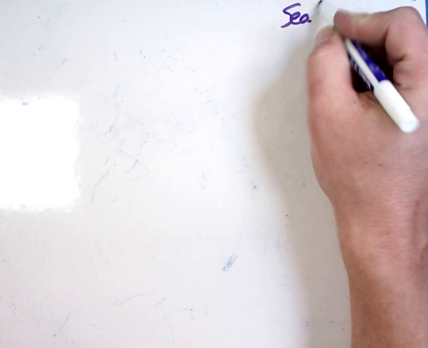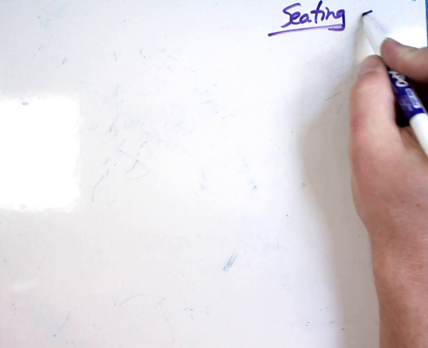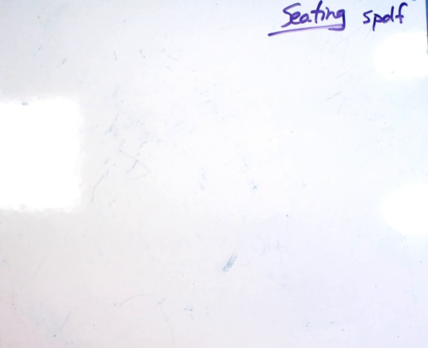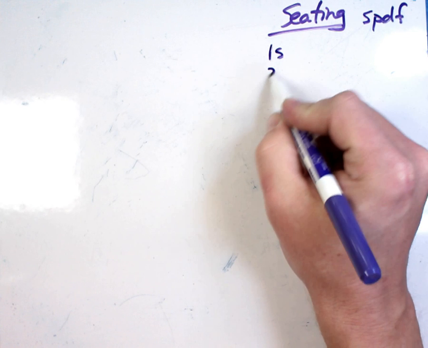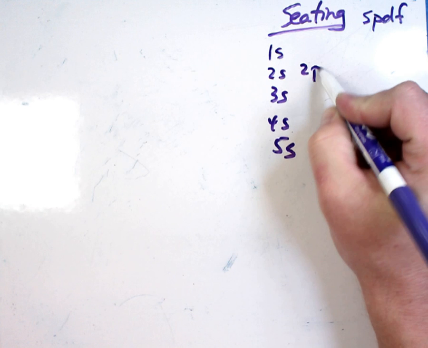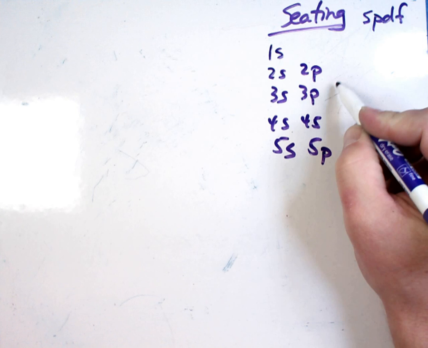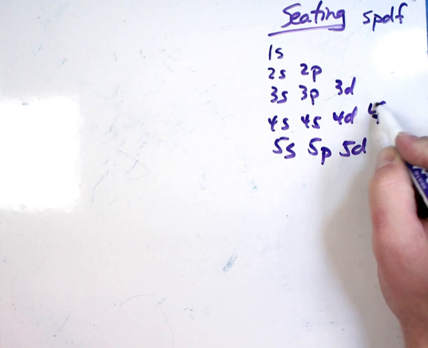Let me explain. In my classes, I explain the seating chart like this. There is an order to seating. The seating is going to be S, P, D, and F, or what I jokingly call SPDF. And so it's always in that order. Now, here's all you have to do. 1S, 2S, 3S, 4S, 5S. Notice the pattern. 2P, 3P, 4P, 5P. I'm just stopping at 5 for now. 3D, 4D, 5D. 4F, 5F.